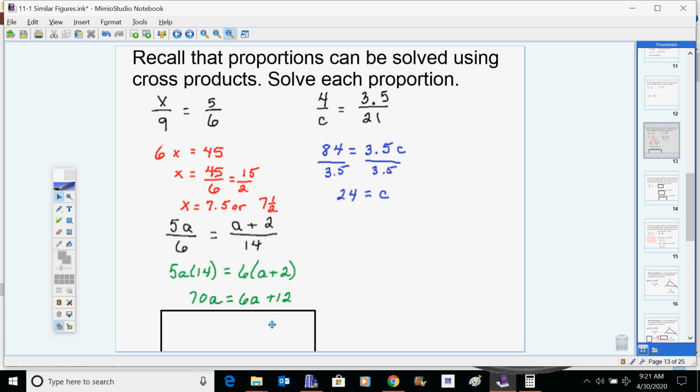Take away the 6a from both sides. Then you divide both sides by 64. Don't divide both sides by 12. Divide by whatever's multiplied times the a. And then once you've divided both sides by 64, you reduce the fraction. Both are divisible by 4. So if you were doing it out the long way, you would have 12 divided by 64.